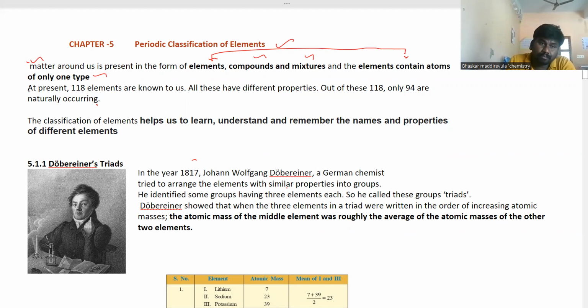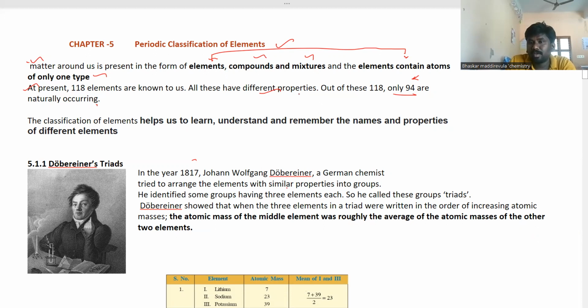At present, there are 118 elements known to us. And they have different physical and chemical properties. Out of these 118 elements, only 94 are naturally occurring elements. The remaining elements are synthetic elements.